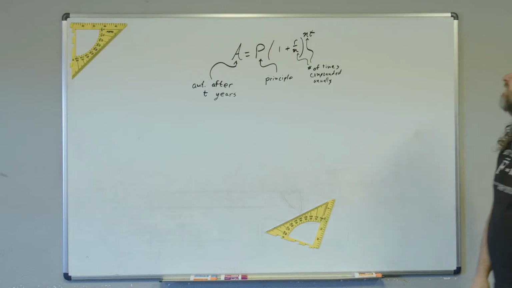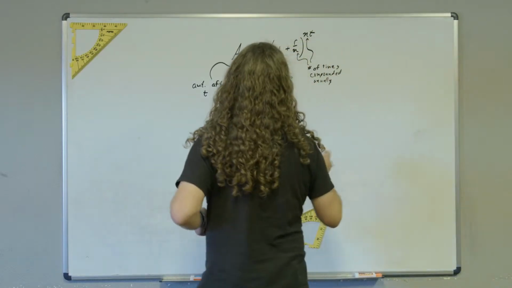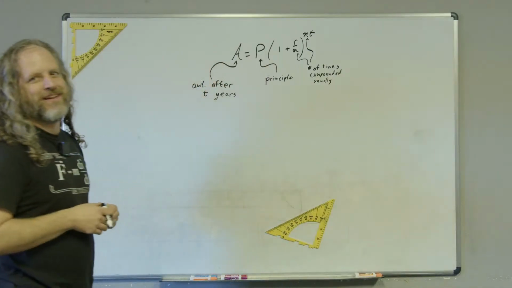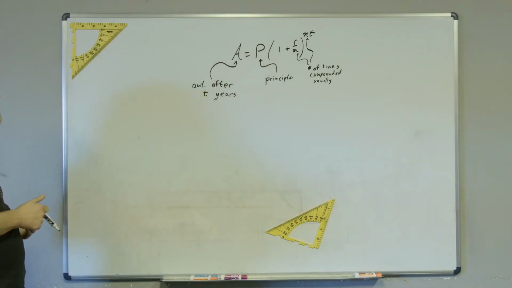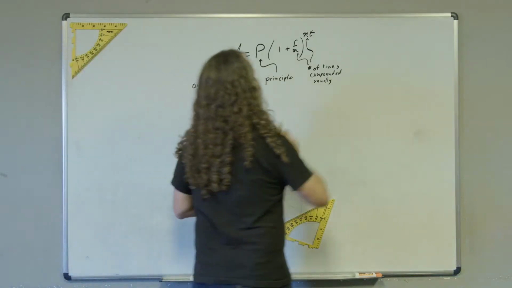Oh. So what if it was the same interest rate with daily? 5%. No, that's a totally different formula. We just blow that up. You'd have to do a little bit of math. That's not a thing. Okay.